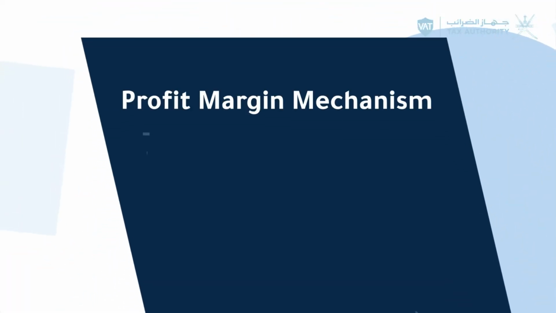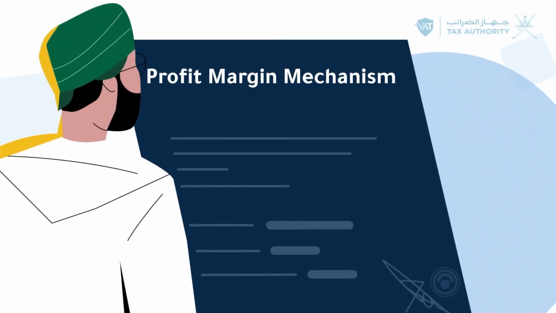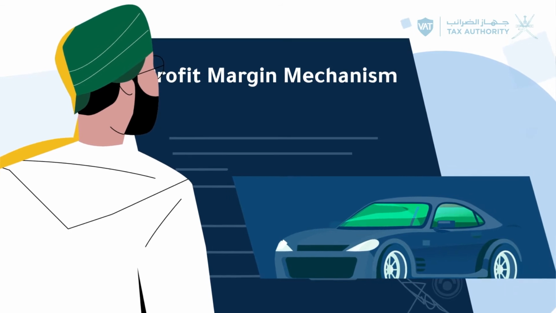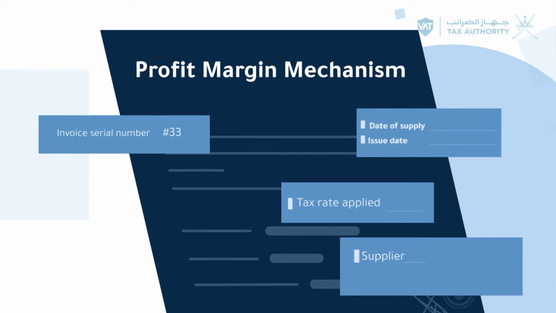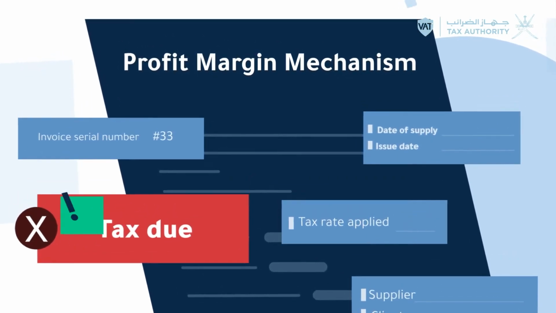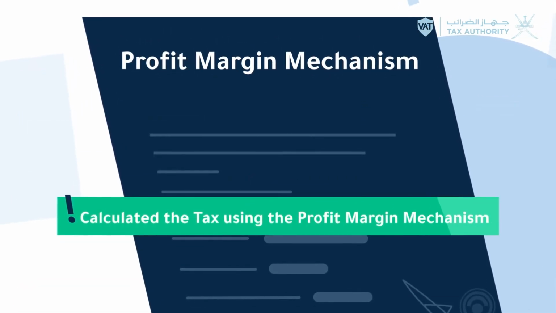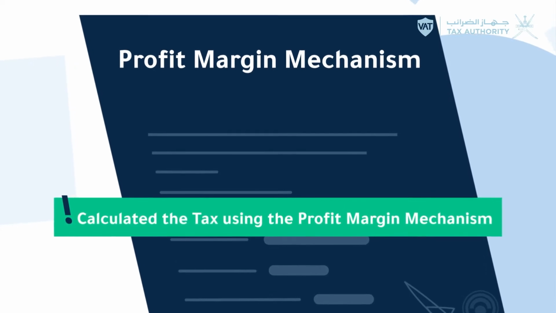The third type of tax invoice is the tax invoice for used goods supplied in accordance with the profit margin mechanism. The invoice includes all the details in a full tax invoice except for the tax due. You must mention in the invoice that you've calculated the tax using the profit margin mechanism.